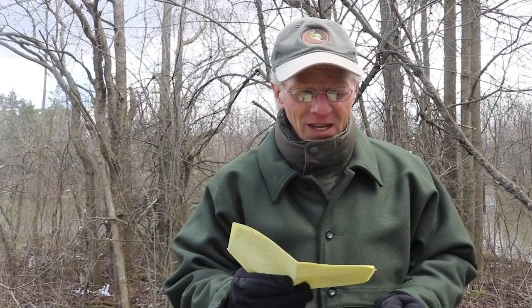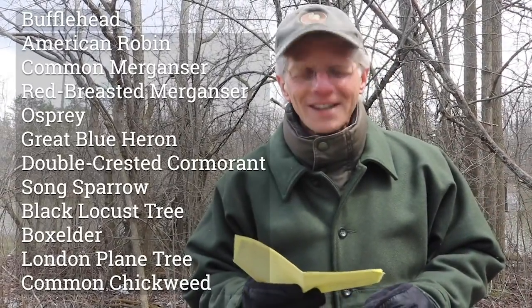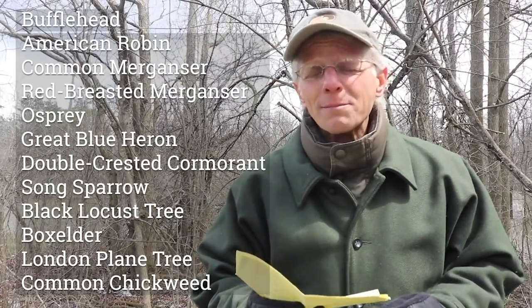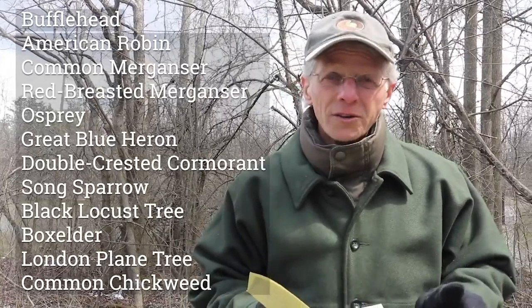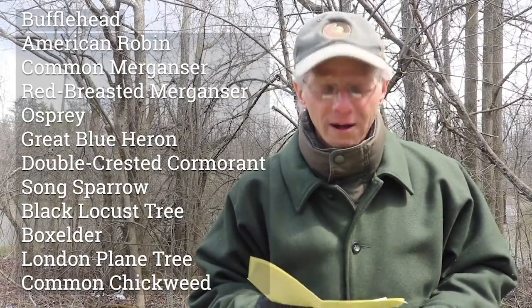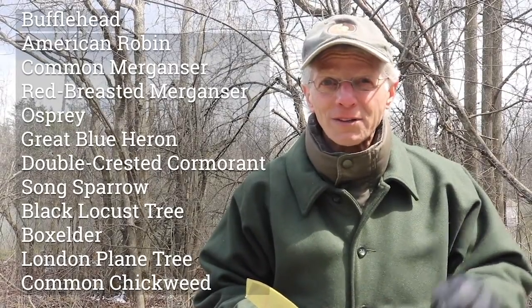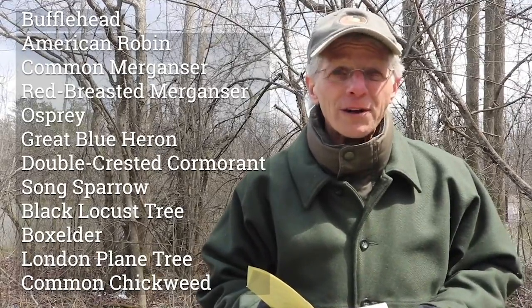So when we were at Beaver Island, this is what we covered on our last trip. I'm beginning here with number 63. We have bufflehead, one of our sea ducks, American robin, common merganser, and red-breasted merganser, also part of the sea duck tribe. Osprey, if you remember in the hawk and eagle family, we saw them on the platform nest. Great blue heron, we enjoyed their rookery.